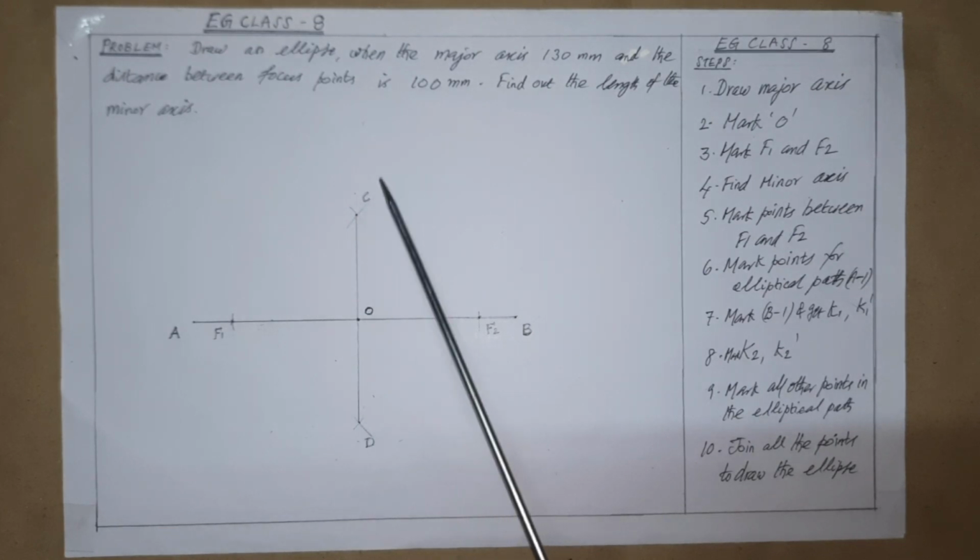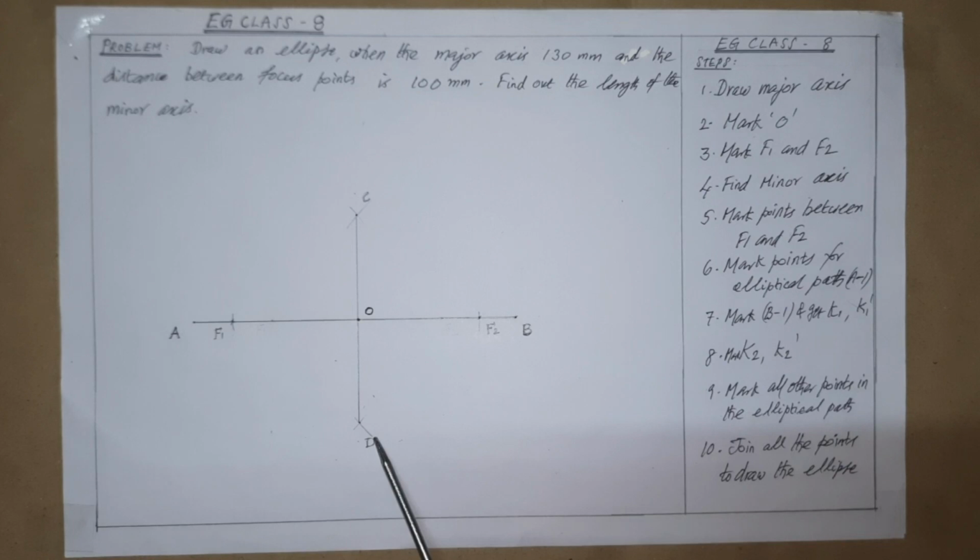Now, join the points C and D and it passes through the midpoint O. This is the required minor axis as shown. Measure and write on the drawing. The minor axis length, that is CD, is to be measured and written on the drawing in millimeters, because it is also one of the requirements as per the problem.